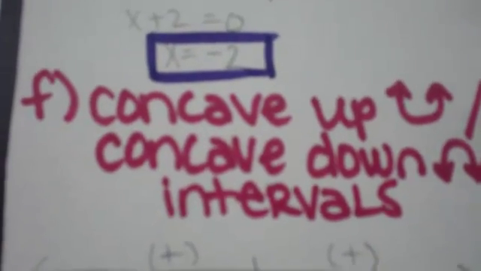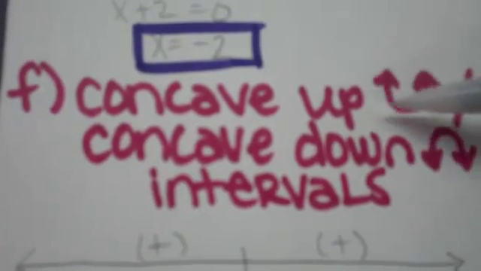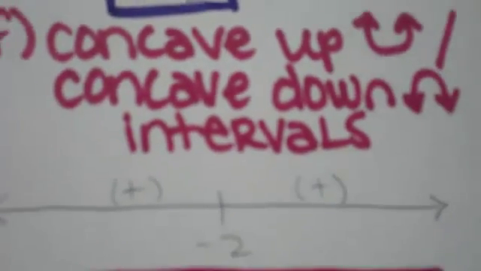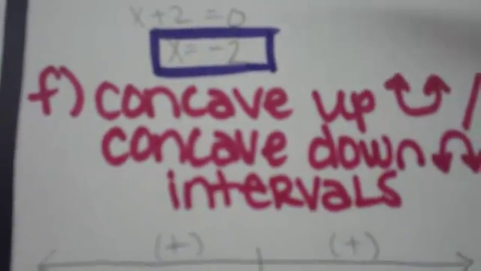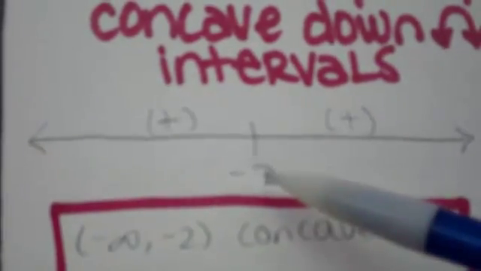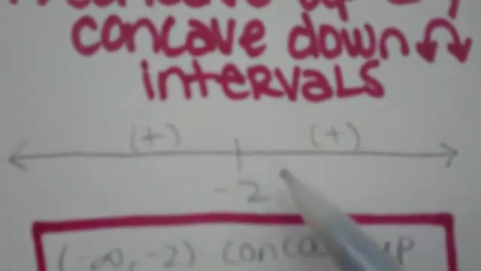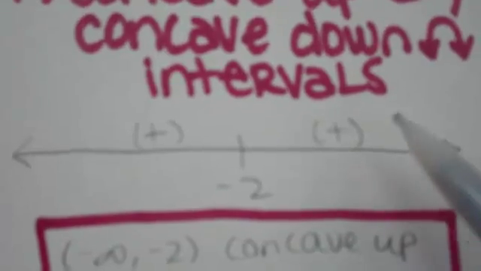The last key elements that we need to find are the intervals in which our graph is concave up or concave down. To do this, we want to create a sign line using our inflection point that we found earlier, which is negative 2. So here is our sign line with negative 2. We can plug in any point between negative infinity and negative 2 to get the sign, and you will find out that it is positive, and any point from negative 2 to infinity is also positive. So from this sign line, we can conclude that from negative infinity to negative 2, our graph is concave up, and from negative 2 to infinity, our graph is also concave up.